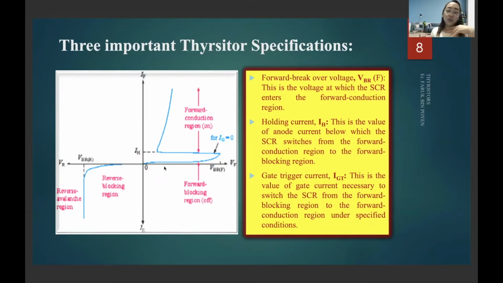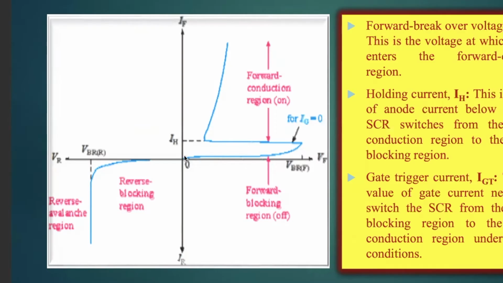They have differences in the specification graph. As you can remember, the DIAC has a symmetric graph. When you reach the breakover voltage, it will conduct. If you reach the reverse breakover voltage, it will conduct in the same pattern as the positive one. Here, when you reach the negative breakover voltage, it will be in the reverse avalanche region. It will be in the reverse blocking region.